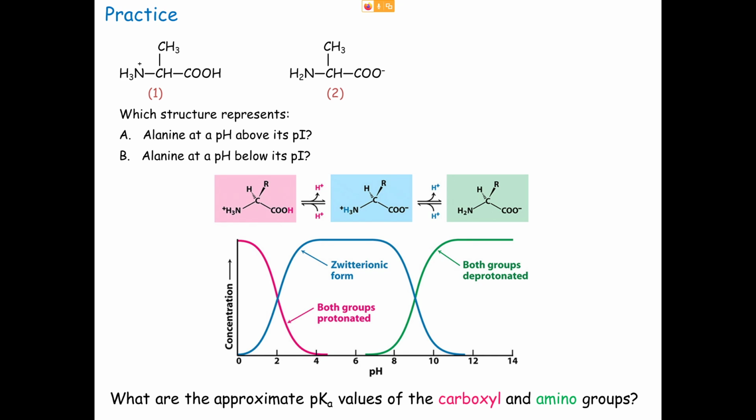So where the red and blue lines cross, let's say that's pH 2 in this example, according to the graph, that's the pKa of what group? Carboxyl. Of the carboxyl group, right. The carboxylic acid's proton has a pKa of 2 in this example.